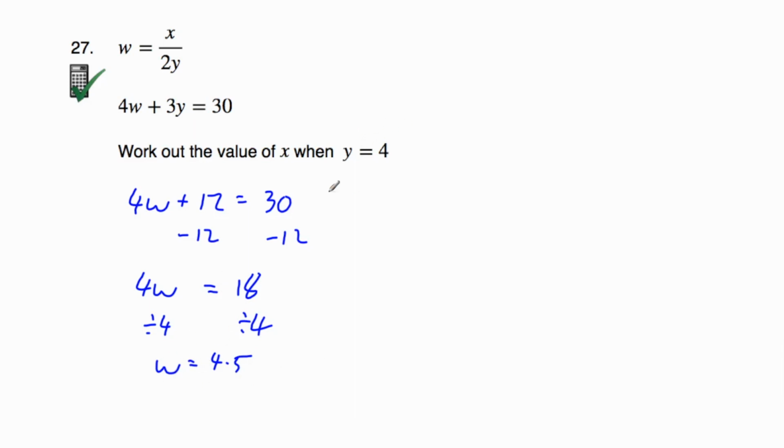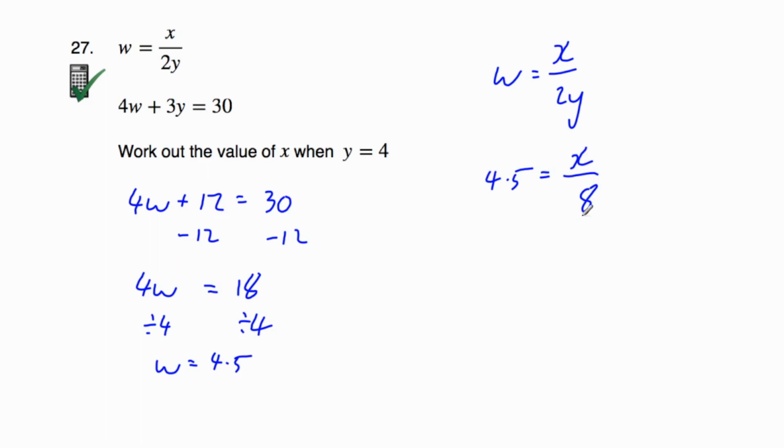So we've got two of the variables, y and w. Now we can use that to find x. Looking at our top formula, we've got w is equal to x over 2y. So let's substitute in the values we know. W is 4.5, so we've got 4.5 equals x, which we're trying to find, divided by 2y. Now y is equal to 4, so 2 times y will be equal to 8. So we've now got 4.5 equals x divided by 8.